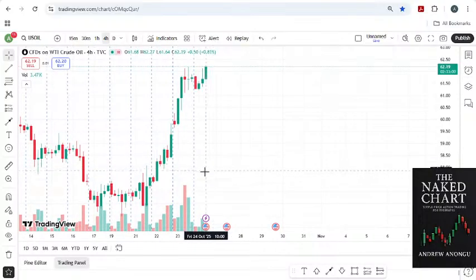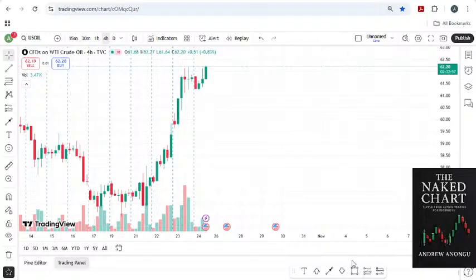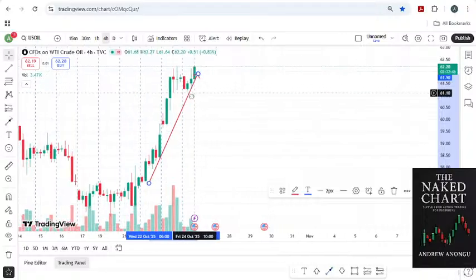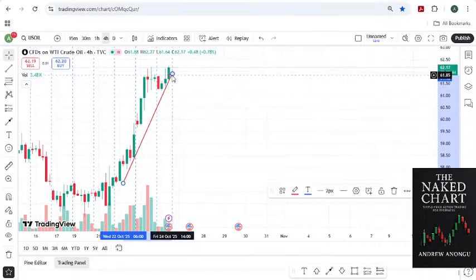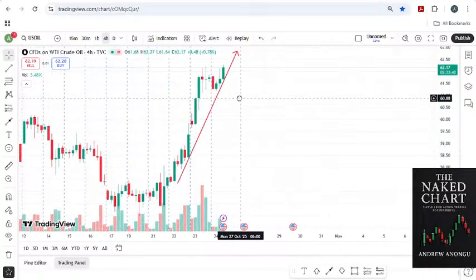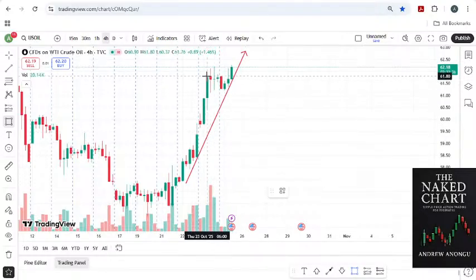USOIL has been bullish throughout the week. It's a simple analysis. The overall trend is clearly up, there's no question about that. Price has been bullish throughout the week. So once we identify that, the next thing is to mark out our levels where we expect price to get back to before we take our trade.